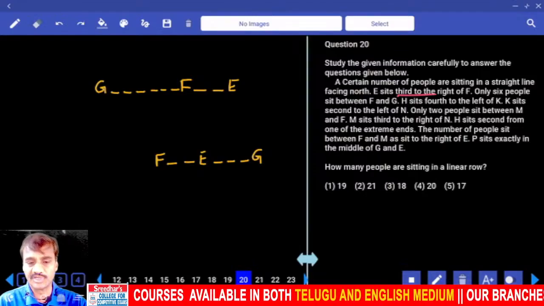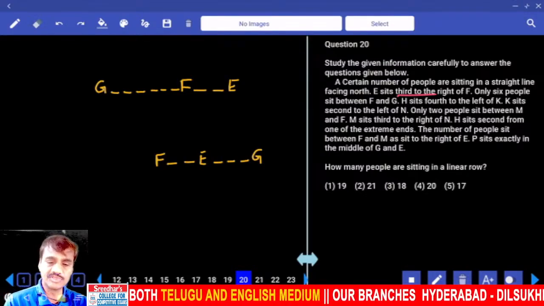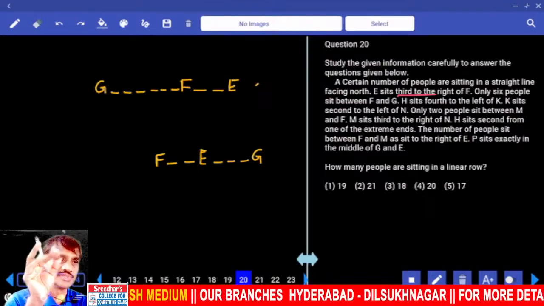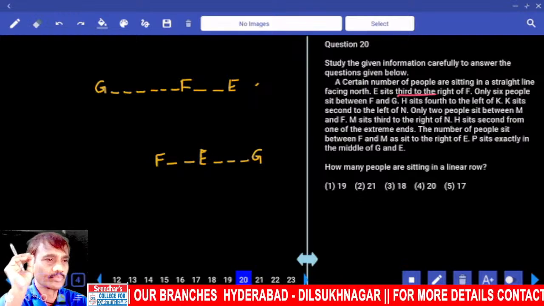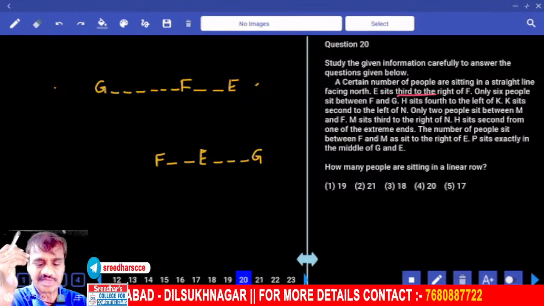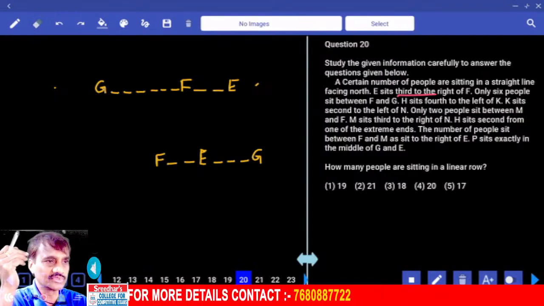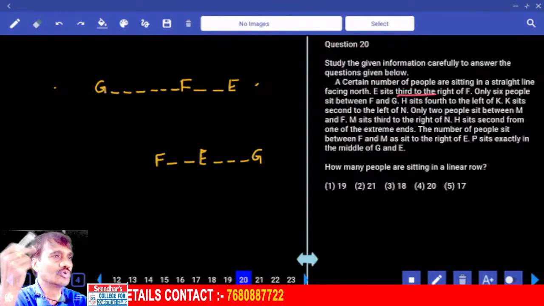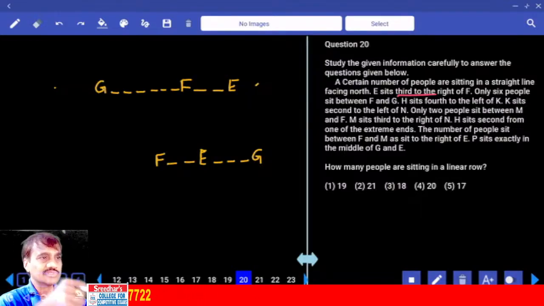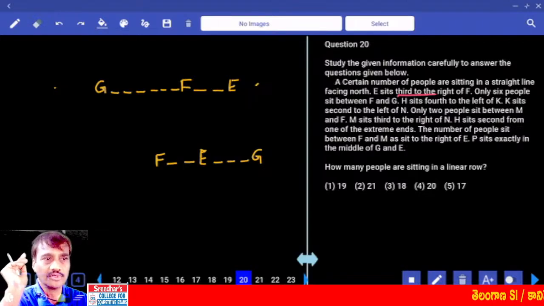E sits third to the right of F, and only 6 in between F and G. Now listen to this carefully. Here, how many persons were there as of now? My first diagram, 8 plus 3, 11. Now in the second one, how many are there? In the second one, 8 persons. Now, which line is having more number of people? First one. Most of the cases, the line which is extended, enlarged, will be your answer. Chala work adi avutadi. Clear?